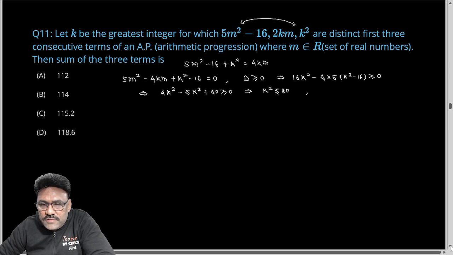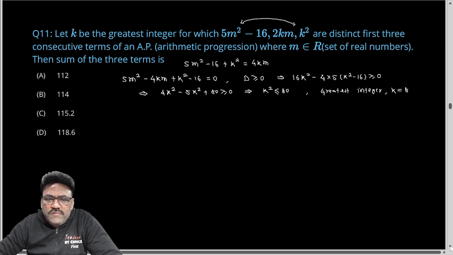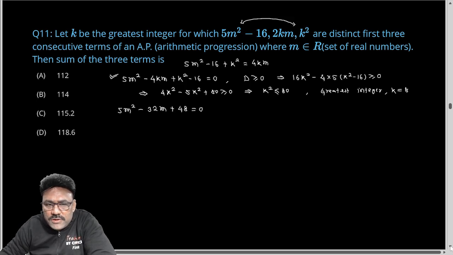So hence greatest integer k is 8 here. Because if I take 9, then k square becomes 81. The maximum greatest integer k will be 8 here. Now if I put k is equal to 8 in this equation, you will get 5m square minus 32m plus 64 minus 16, which is 48, for k is equal to 8.